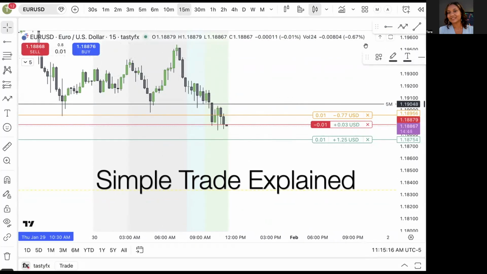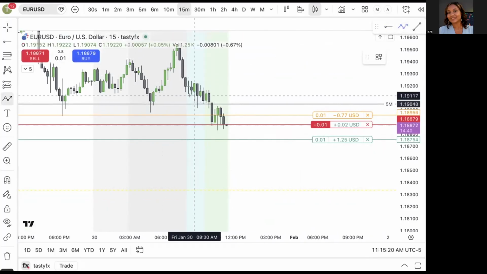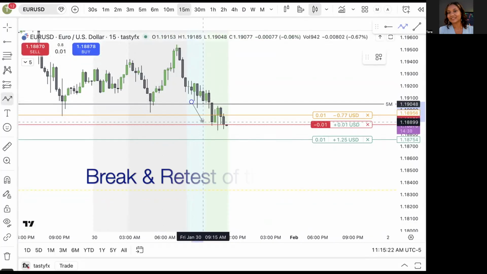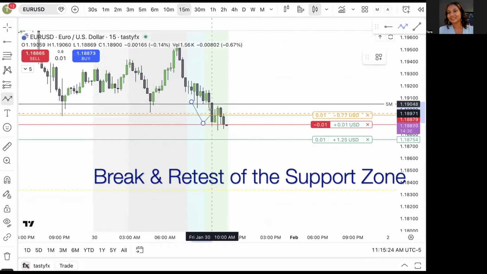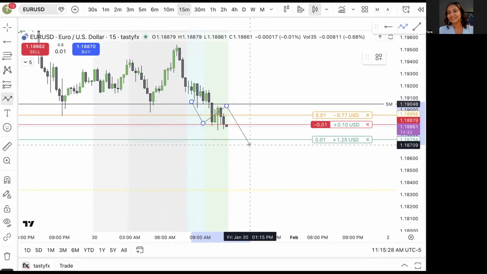And if we use our path tool to follow price action, we notice that price broke through the 15-minute support, retested this resistance, and we're expecting it to continue to the downside.